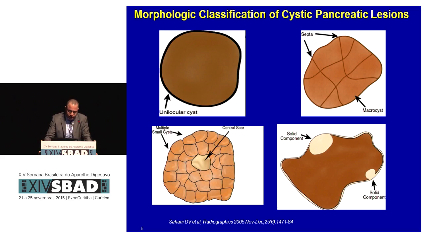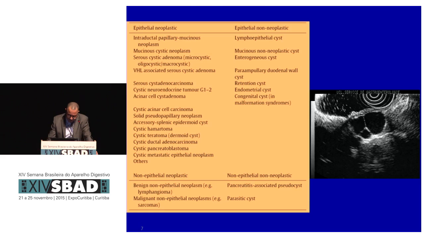In terms of morphologic classifications, this is how we classify cysts. You see the unilocular cyst, and then you see macrocystic. The macrocysts, which have septa inside. When you see a cyst like that, usually it's either an IPMN or an MCN, mucinous cystic neoplasm. Then we have the microcysts. This is usually a serous cystic adenoma, and we can see a central scar in the middle. And of course, cysts with mural nodules and mass component. So this is the morphological classification.